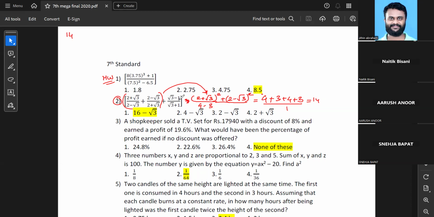So this section is giving me 14. I'll be adding the other part, root 3 minus 1 upon root 3 plus 1, with this. Since it has a root in the denominator, it won't be easy for us to solve. So there is another trick. What you can do is multiply and divide with root 3 minus 1.